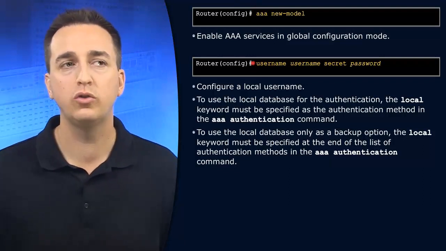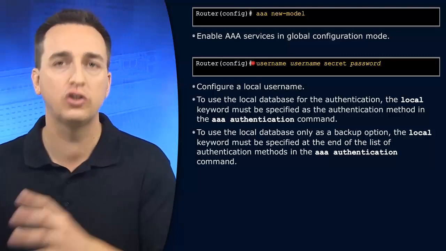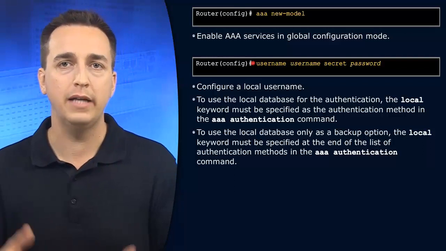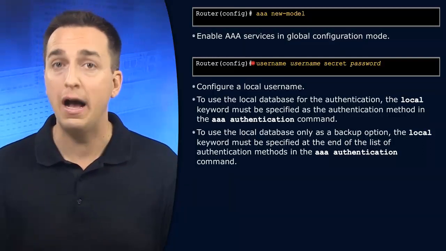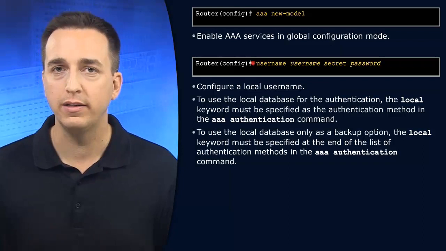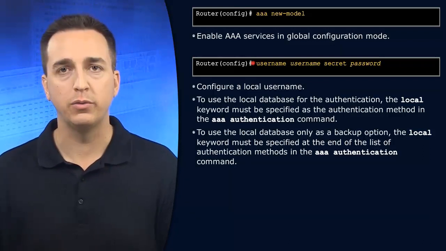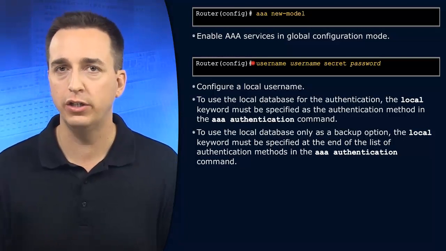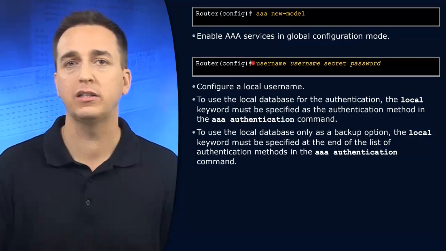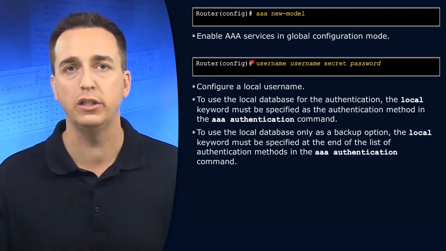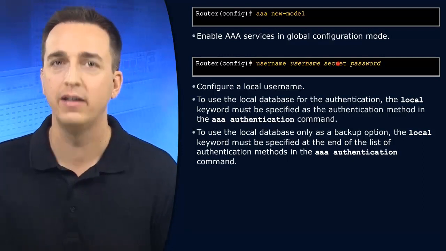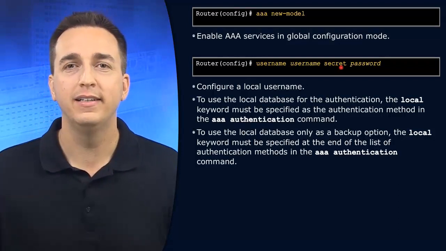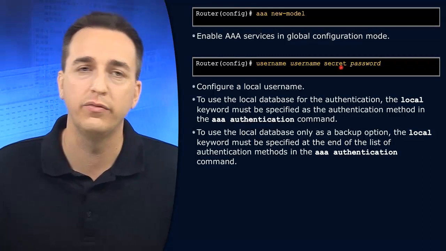Now remember that AAA does not require an external server for authentication purposes. So you can use the username and password database that is local on the router. And you would populate this database with the username password command. However, the password command is not secure enough. It stores all the passwords in plain text in the running config. So you should really consider nowadays using the username secret command, because with the secret command, the passwords are going to be hashed within the running config.